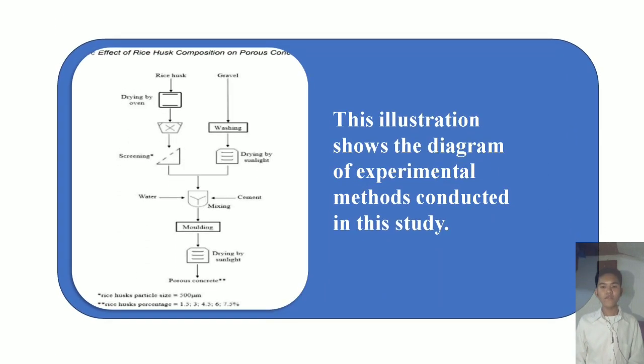To determine the effect of rice husk composition on porous concrete performance, an experiment was conducted. First, gravels were washed and dried in the sun for 2 hours, then mixed with cement and water. Second, prior to use, the rice husks were put in the electrical furnace at about 200 to 250 degrees Celsius for 90 minutes. Thereafter, the rice husks were sawmilled, sieved using a test sieve, and mixed with gravel, cement, and water.